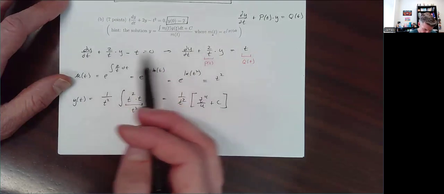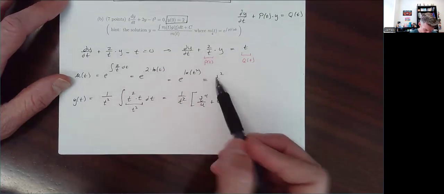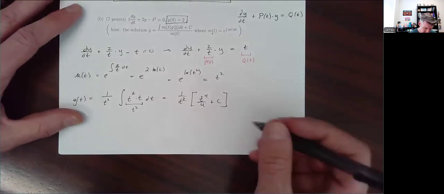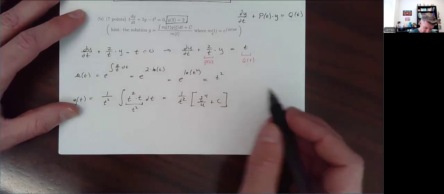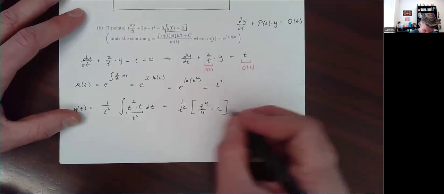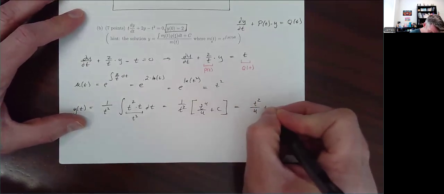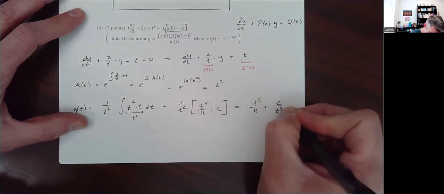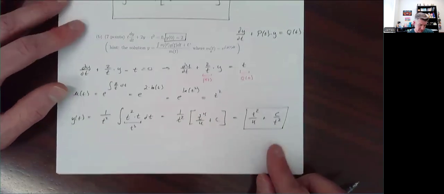And then I integrated 2 over t. I got 2 natural log of t. So yeah, this problem, unfortunately, I don't think has a solution for the initial condition that was given. Sorry about that. I would distribute the 1 over t squared though and get t squared over 4 plus c over t squared. And then if you were given an appropriate initial condition, you could solve for C.